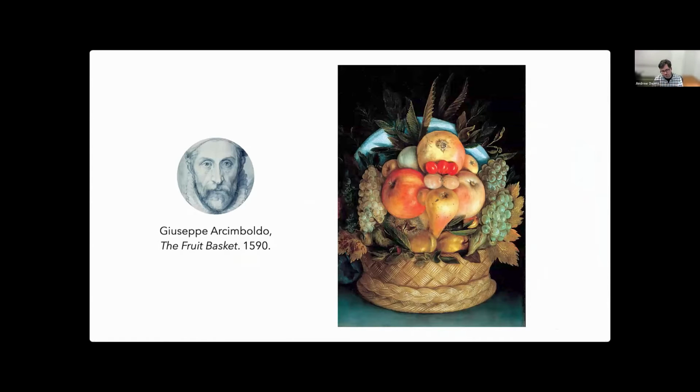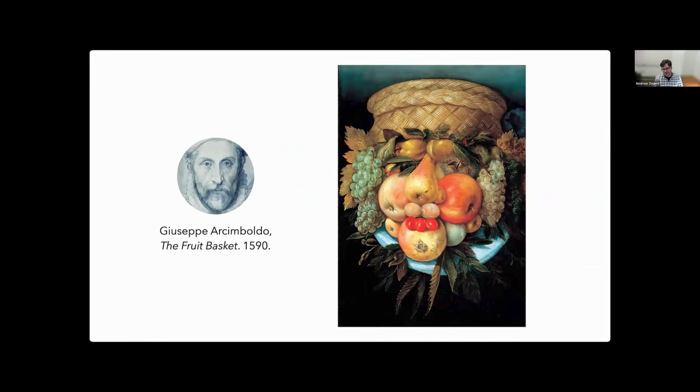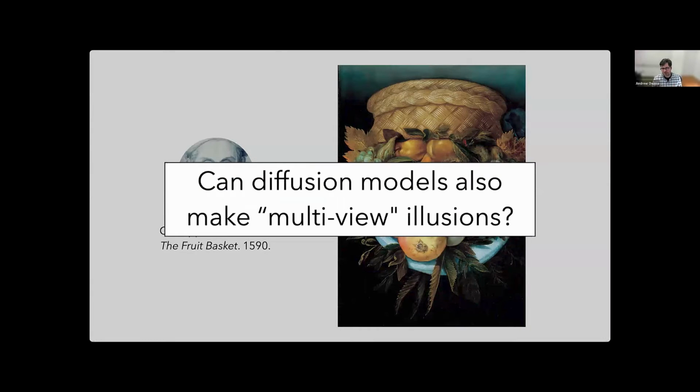These sorts of multi-view optical illusions have a long history. For example, in 1590, this looks like a fruit basket. When you rotate it and look carefully, it also has an interpretation as a face. And so we wanted to see if it's possible to generate multi-view optical illusions like these, and is it possible to use the same techniques to handle this edge case of perception?